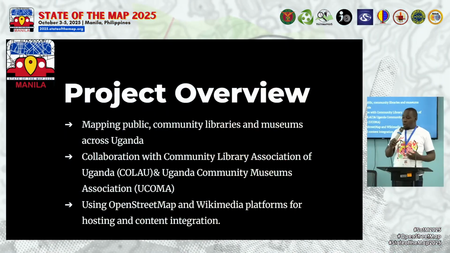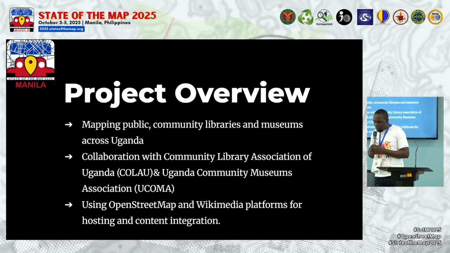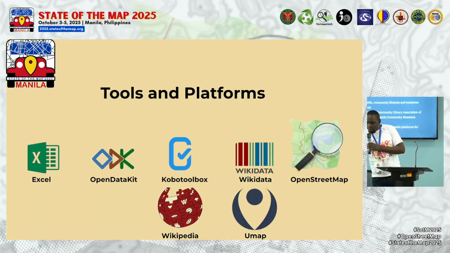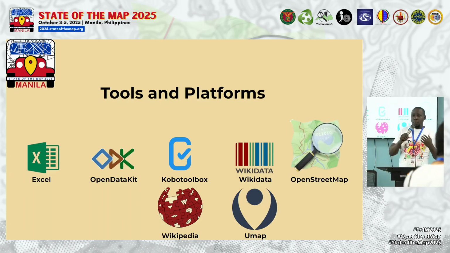So we were focusing on mapping community libraries and museums across Uganda. With the libraries, we mapped them last year, but for the museums, we worked on them this year. So we collaborated with the Uganda Community Libraries Association, that is COLAO, and also the Uganda Community Museums Association, called UCOMA. We use OpenStreetMap and Wikimedia platforms for hosting content and integrating that content. So these are the tools we used.